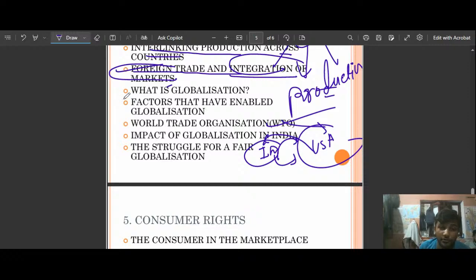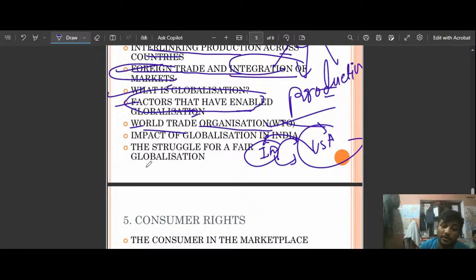And then we are going to our master topic: what is globalization and the factors that have enabled globalization. What were the factors that have enabled globalization? The World Trade Organization and international bodies which regulate trade across countries.